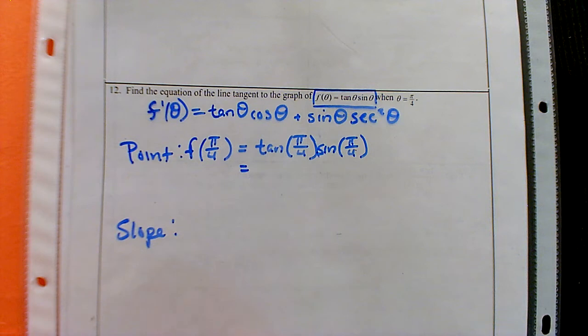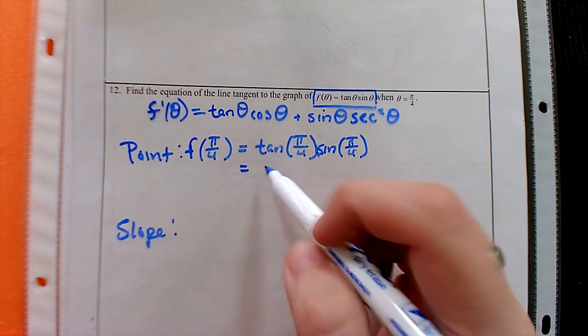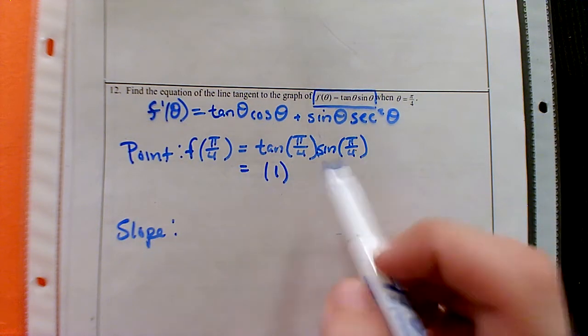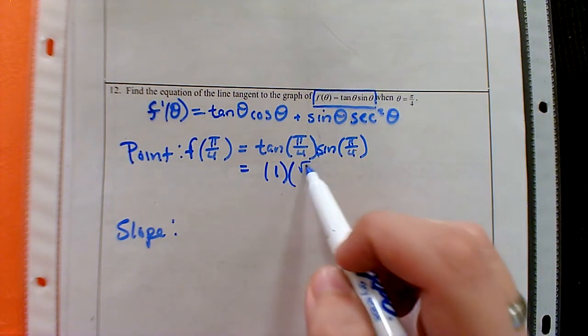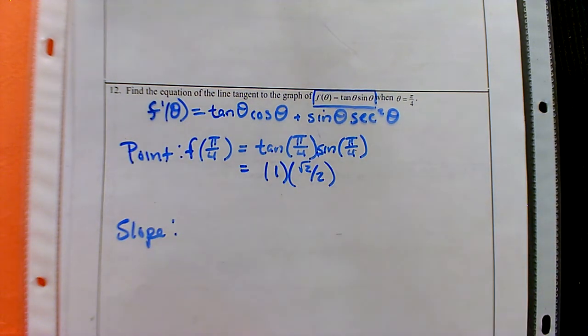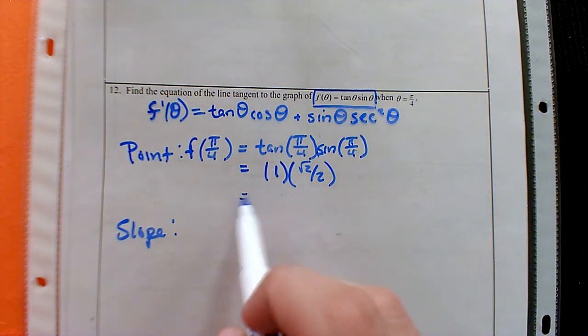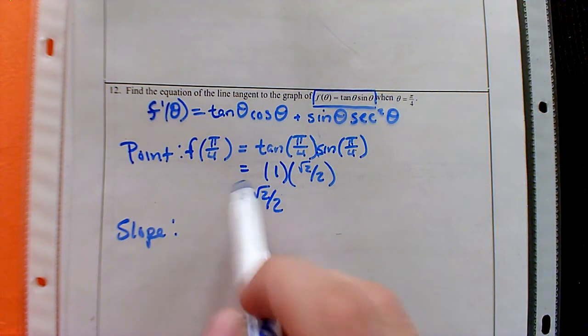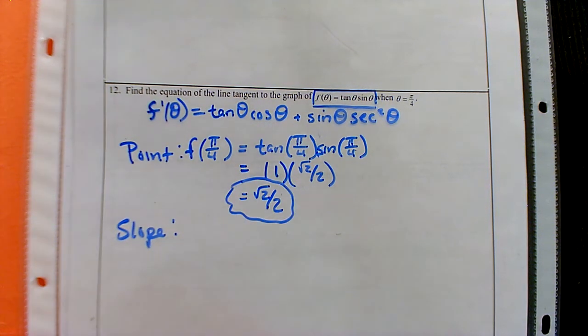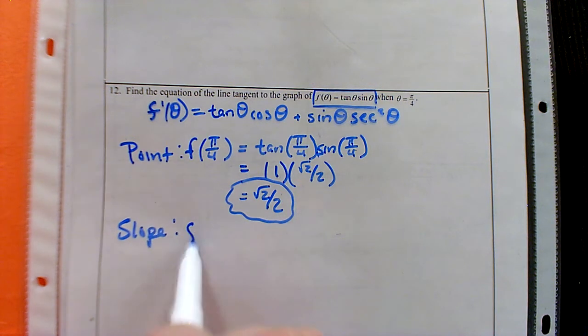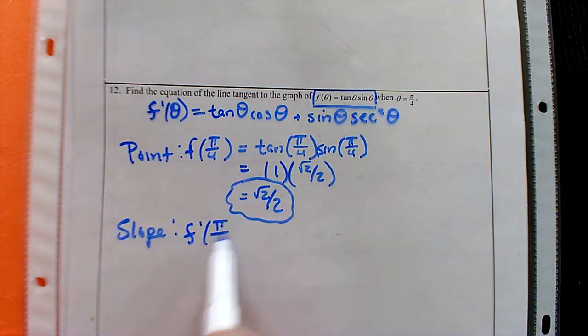So tangent, if you took square root of 2 over 2 divided by square root of 2 over 2, what would you get? 1. Okay, so tangent of pi over 4 is 1. And we just said the sine value was square root of 2 over 2. So when we multiply those together, we get square root of 2 over 2. All right, there's our point value. Now let's plug pi over 4 into the derivative.